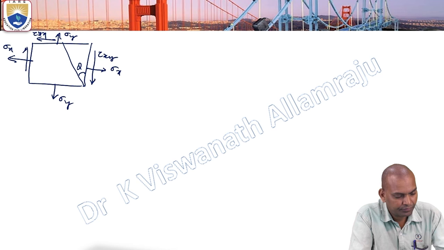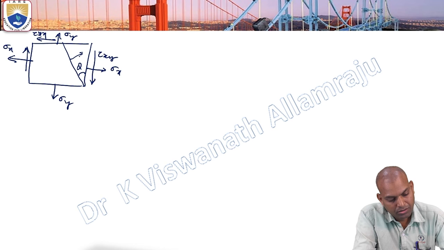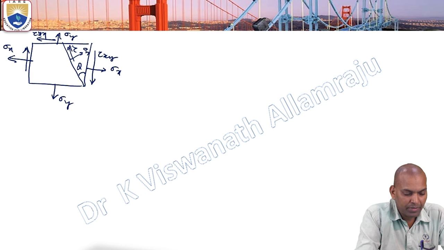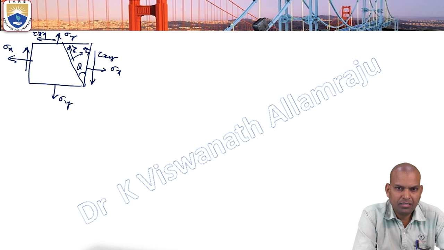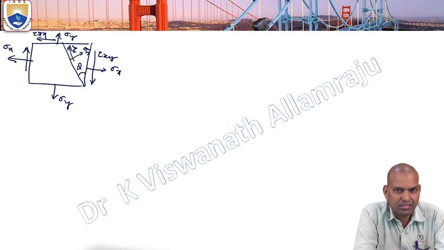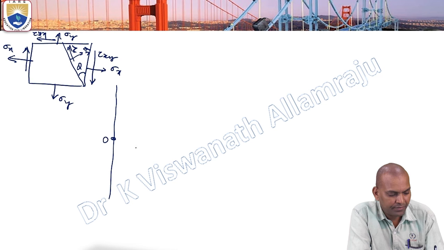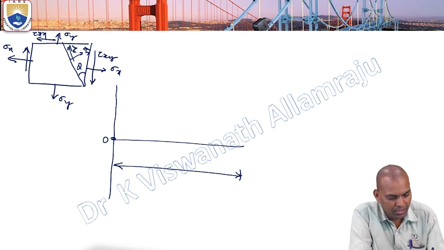For this condition, how do we find out the normal stress sigma n and tau? Now here, using the Mohr circle method, consider a linear scale. Convert this sigma x in terms of linear scale and make a point O on any vertical line. Draw a horizontal distance, that is sigma x. The sigma x value gives the point L.